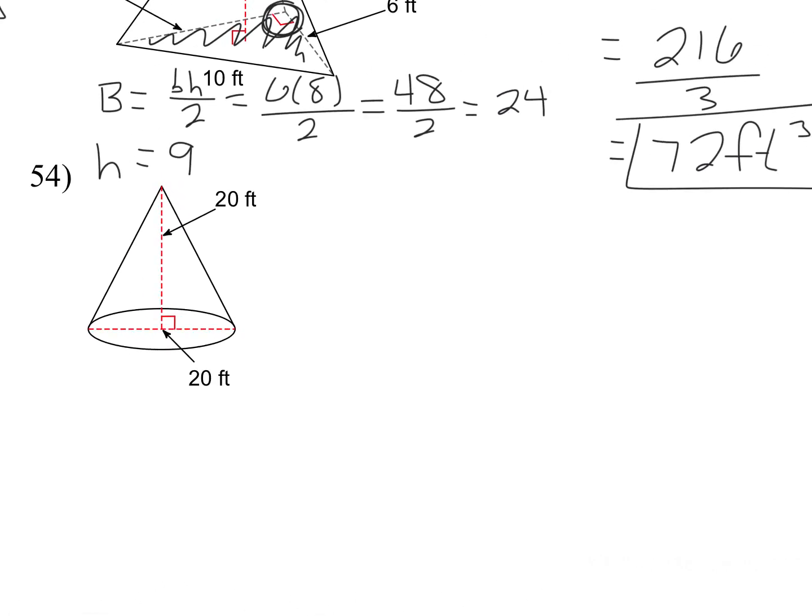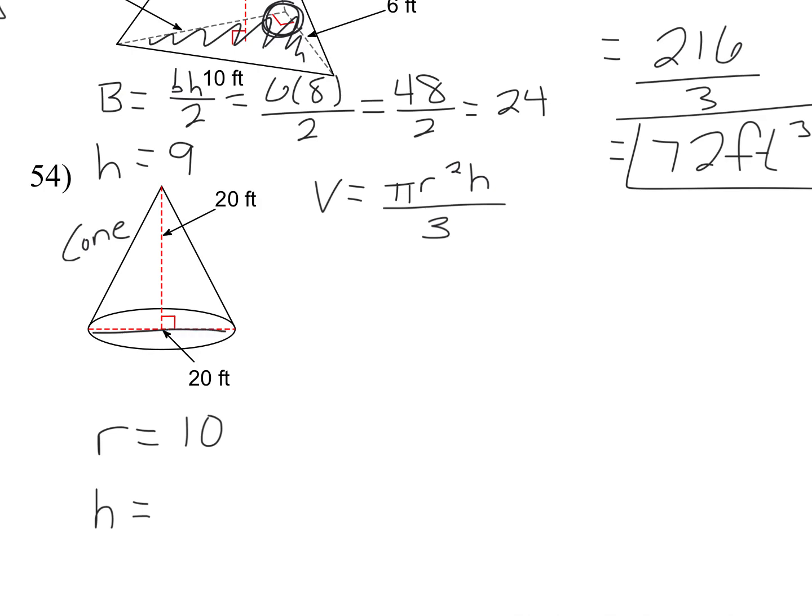What's the shape? Cone. So volume for a cone is pi r squared h divided by 3. So looking at that formula, we need a radius and we need a height. What is the radius? 10. Why is it 10 and not 20? Because it's half of it. Right, we need half of the diameter. And then the height is 20.